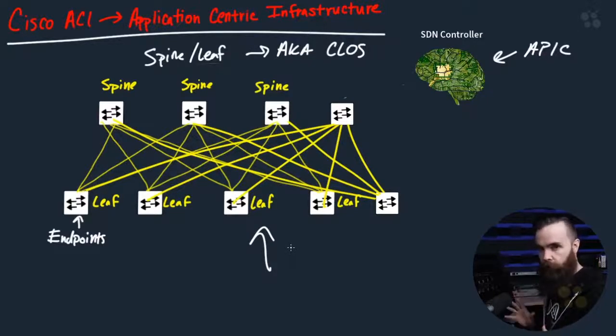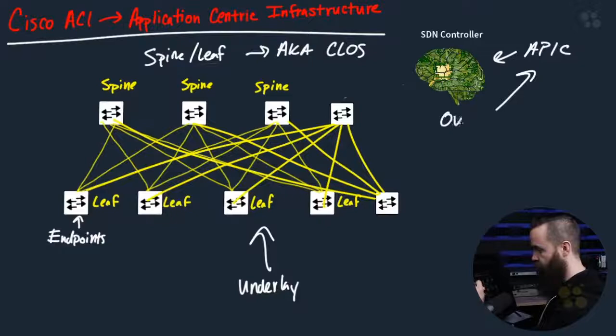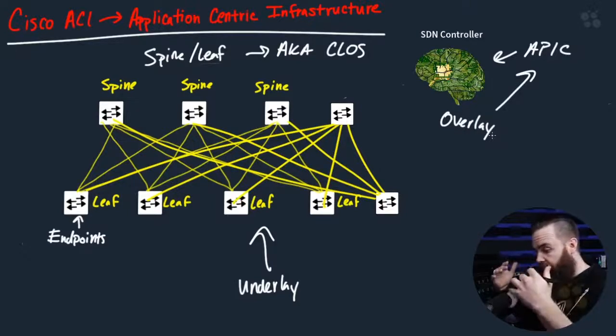This is our physical topology, and that's going to be our underlay. The APIC over here, Mr. Brain, is going to be in charge of putting in the overlay, which will be whatever we want it to be. It's a logical virtual network on top of the underlay, on top of the physical network.